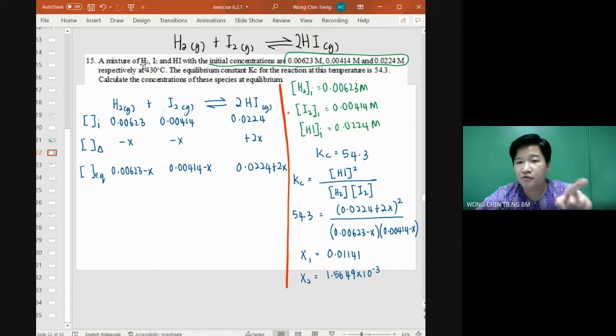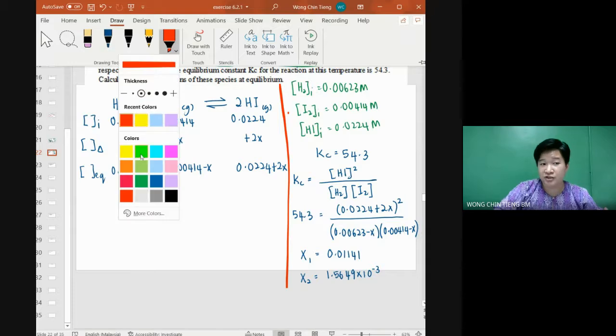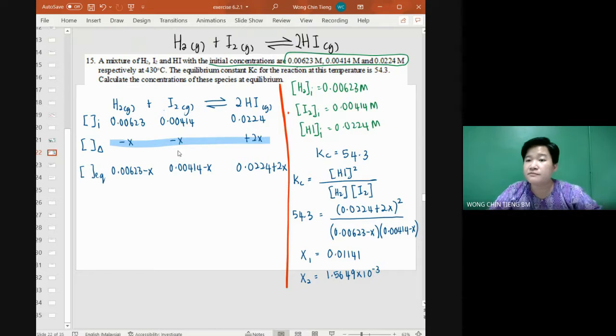So we ignore the negative, we take the positive. But what happens when both of the values are positive? You need to look at the initial and the change. Bear that in mind, the x is actually dropped on your change. Most of the time, your x is actually here. Betul? Knowing that your x is actually a change, bear that in mind.